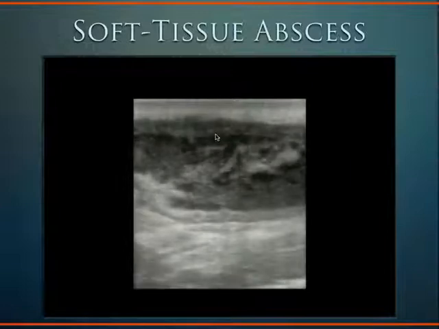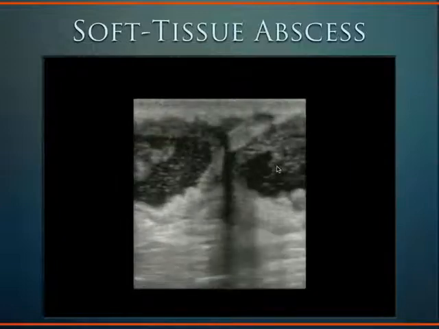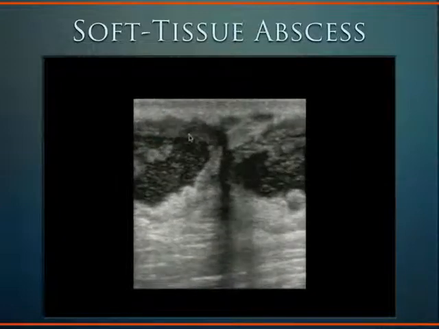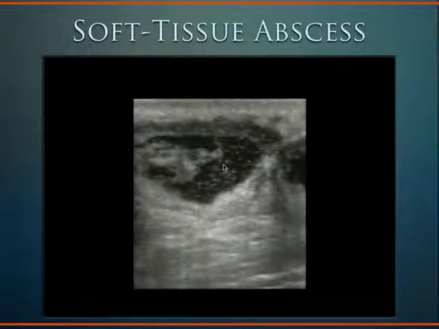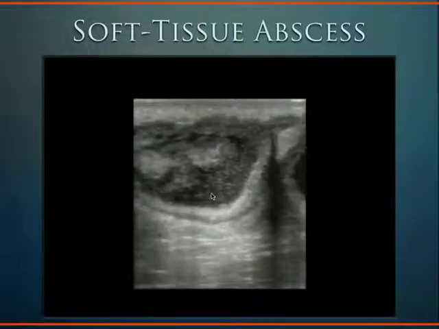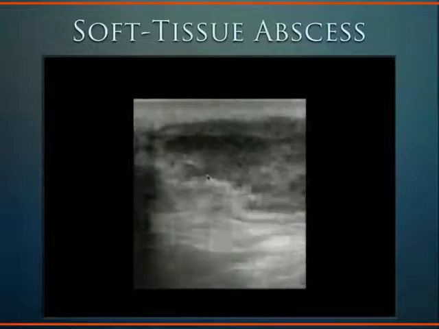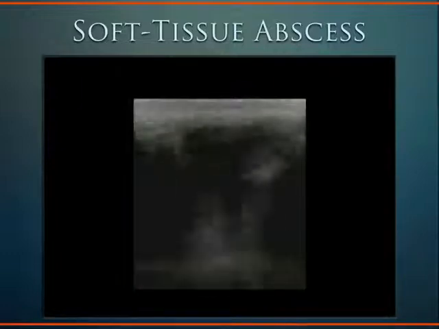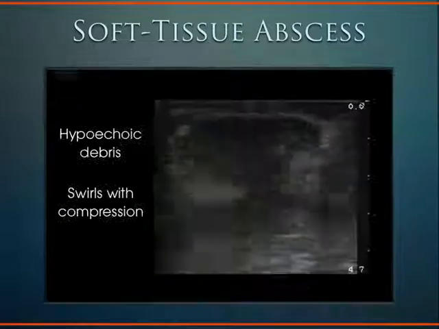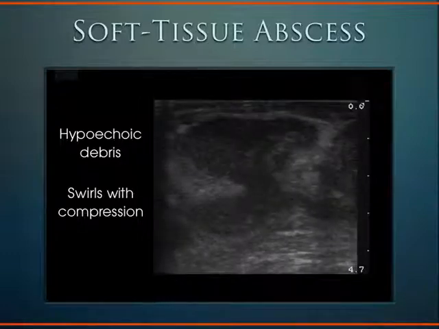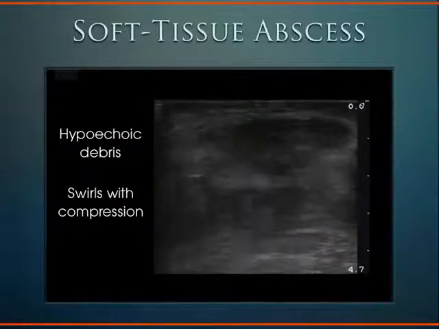This is an abscess. We can see this hypoechoic debris. We can see it kind of layering out. This is what pus looks like. If we compress this area, which causes some discomfort to the patient, we'll actually see this hypoechoic debris swirling around. This is another example here. When we compress, we can see this swirling hypoechoic debris.